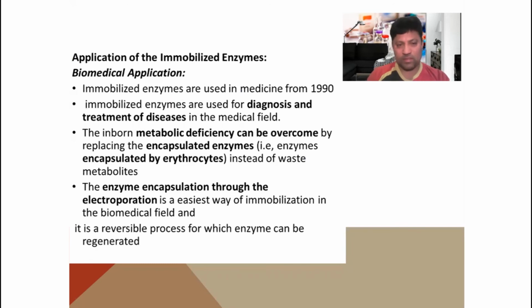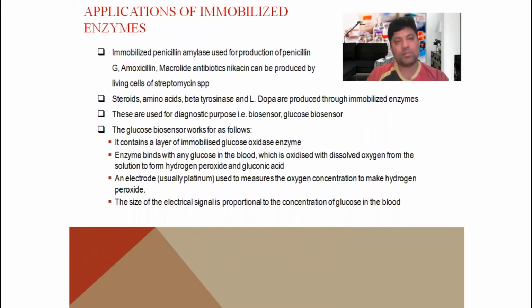The enzyme encapsulation through electroporation is the easiest way of immobilization in the biomedical field, and it is a reversible process for which the enzyme can be regenerated. Immobilized enzyme is also used to produce or synthesize different kinds of medication, like penicillin amylase used for production of penicillin G, amoxicillin, macrolide antibiotic. Nicotine can be produced by the living cell of Streptomyces species. Steroid, amino acids, beta tyrosine, and levodopa are produced through the immobilized enzymes. These are used for diagnostic purposes too.